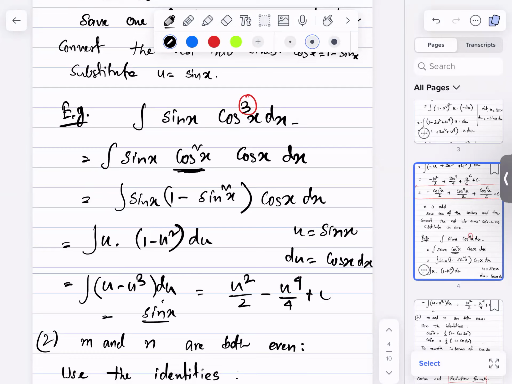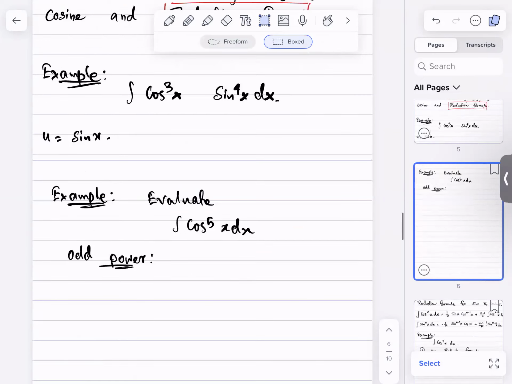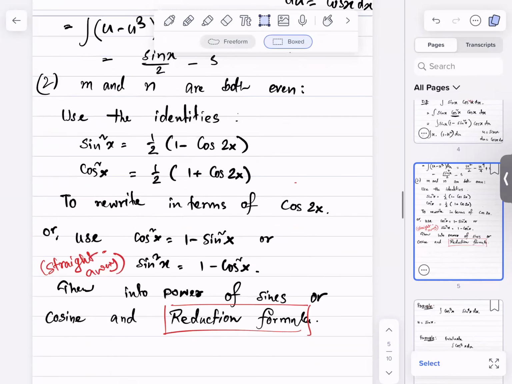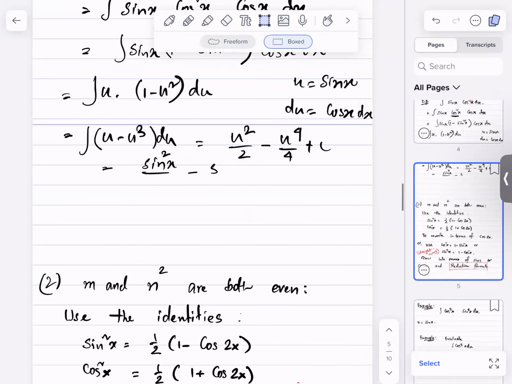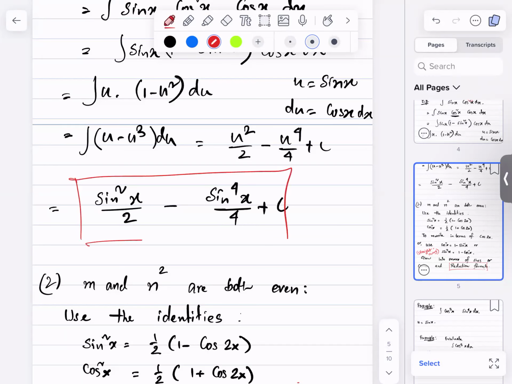So I have sine square x over 2 minus, okay, let me have some more space there. So this is nothing but sine square x over 2 minus sine to the 4x over 4 plus c. So this is your solution.